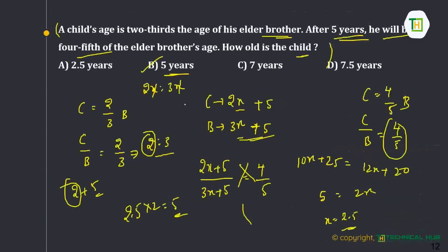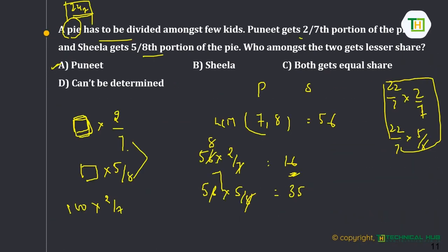Yes, one student asked, you can compare 2 by 7 and 5 by 8. Yes. So for 2 by 7 and 5 by 8, you have to use the LCM. Take the LCM, then only comparison is possible, because the denominators are not the same. If the denominators are the same, then comparison is possible. Here also I'm taking the LCM of the given denominators. Both methods are the same only.